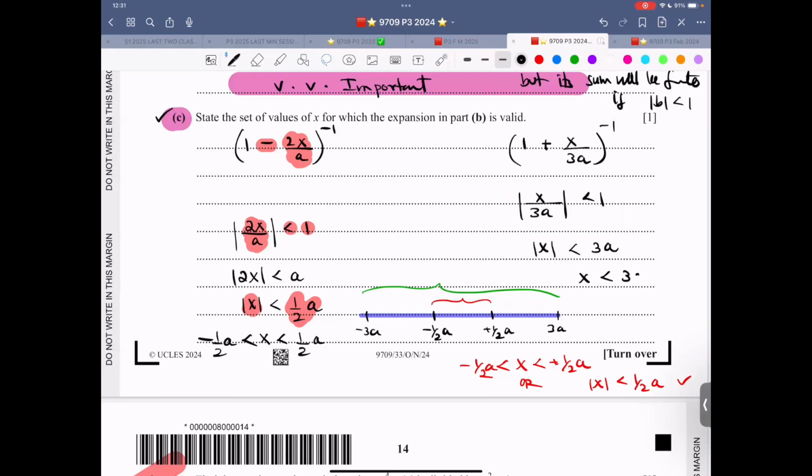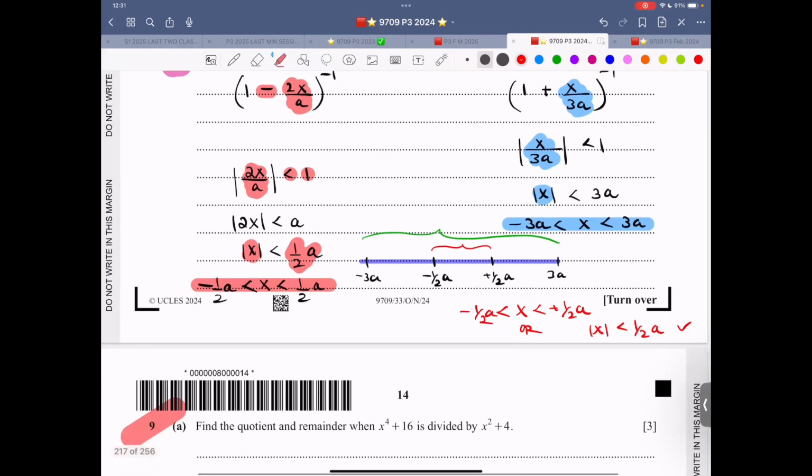Therefore, x lies between 3a and -3a. So this is the blue one over here. |x over 3a| is less than 1, and |x| is less than 3. So therefore, x lies between such and such. So this is the blue one. This is the red one, shown on a number line. That's the red one, and that is the blue one.